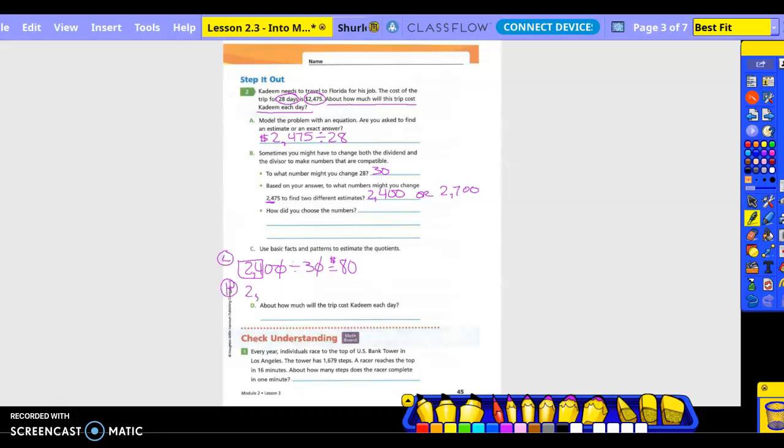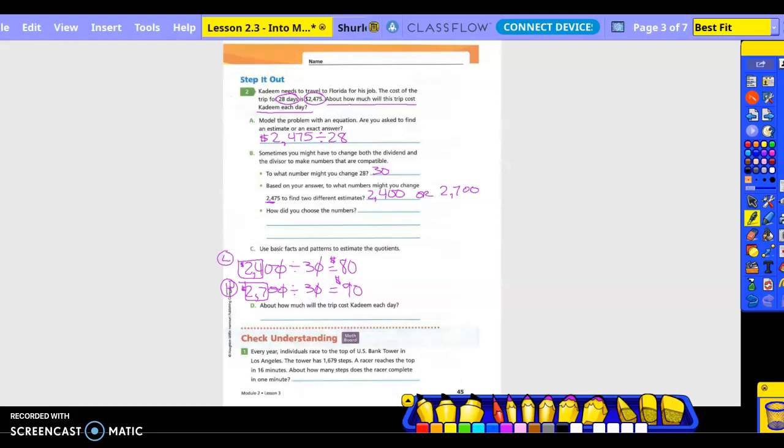So 2,700 divided by 30. What do I do? Mark off the 0, put 27 in the box. So 27 divided by 3 is 9 and add 1 zero. So now the only thing is we have a low and a high.